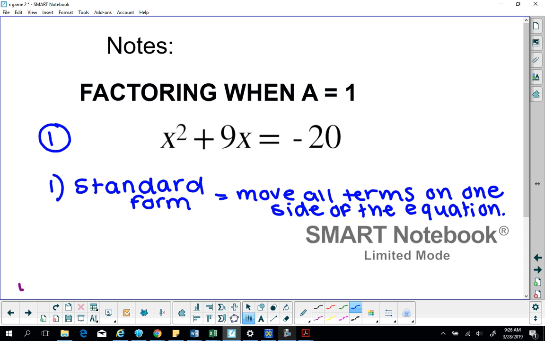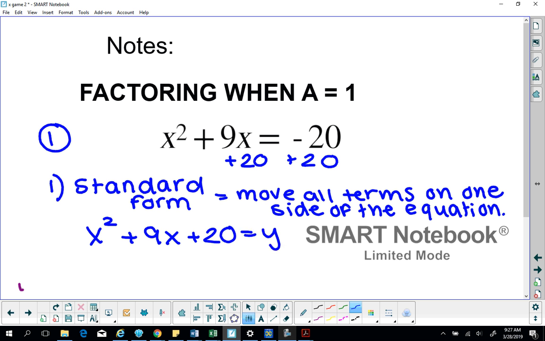So are all those terms on one side of the equation? No. How do I get 20 to the other side? Beautiful, I add 20. Now, is there anything to combine it with over here? No, so I just rewrite it. So remember, it goes x squared, then x, then the number. So first step I did was get everything on one side or in standard form.